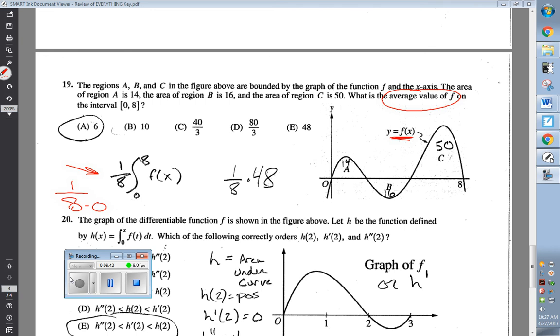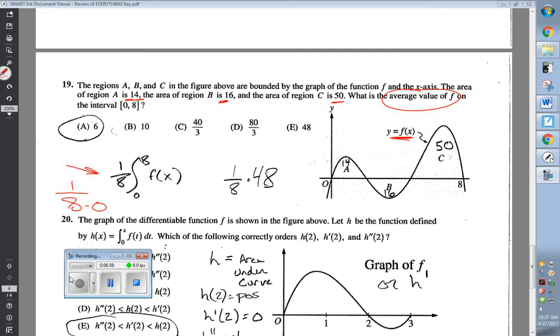I'm finding the average, just like average tests. If you took 3 tests, you divide by 3. In this case, you're going from 0 to 8, so I divide by 8. 1 times 1/8. So if I want the average value, all I did here is it says the area is 14, the area is 16, the area is 50. So 14, 16, and 50.